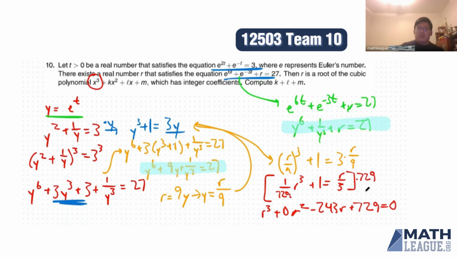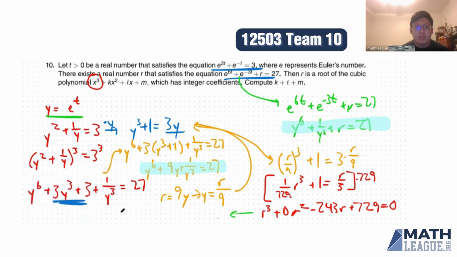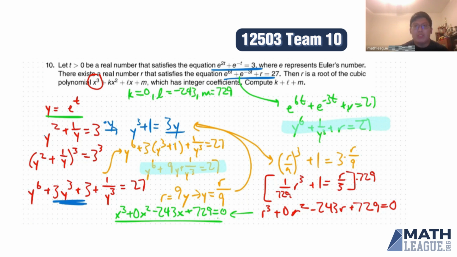Now, r satisfies this, so the cubic polynomial that we're looking for can be attained by just replacing those r's with x's. So we have x cubed plus 0x squared minus 243x plus 729 equals 0. Using this, we can find our coefficients, which are k equals 0, l equals negative 243, and m equals 729. So therefore, k plus l plus m is going to be 2 times 243, which is 486, and that is our answer to question number 10.